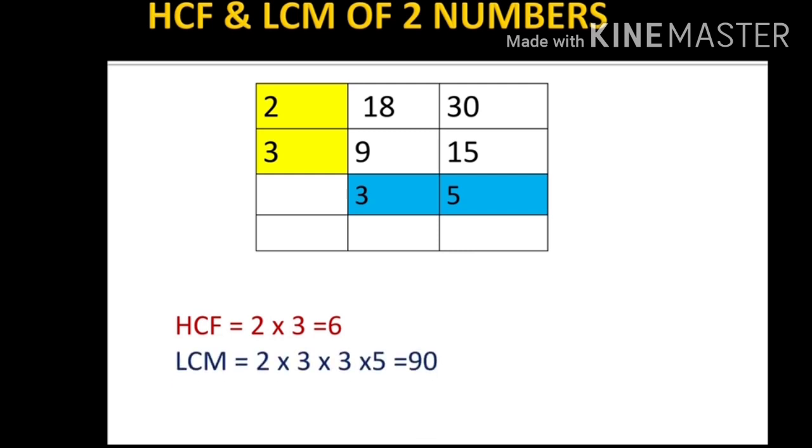And in the LCM we take all the numbers, that is the common and uncommon factors. 2 into 3 into 3 into 5 is equal to 90.